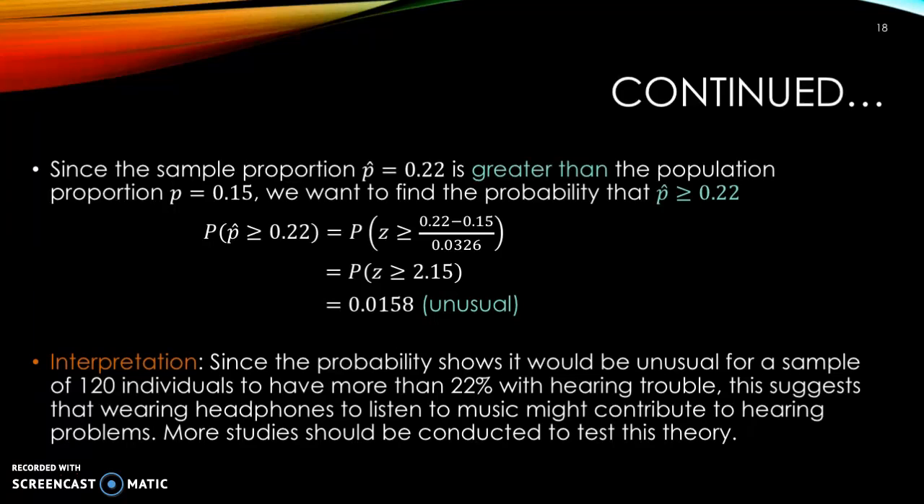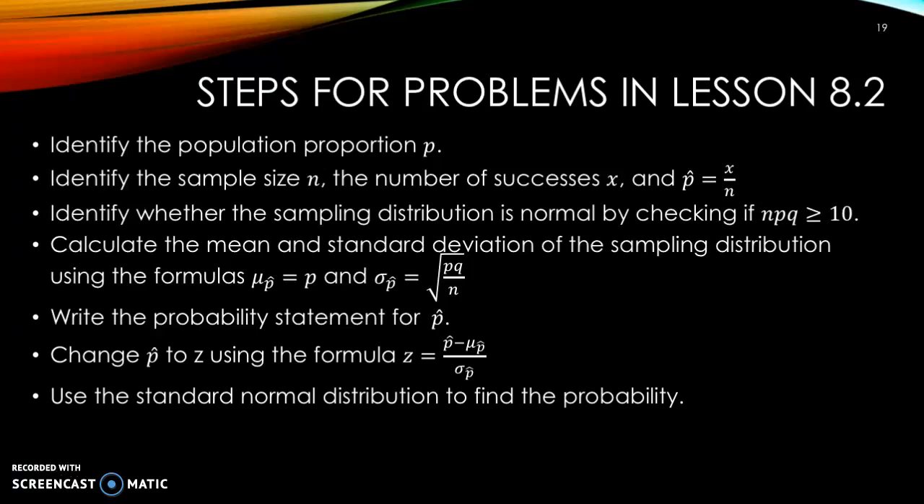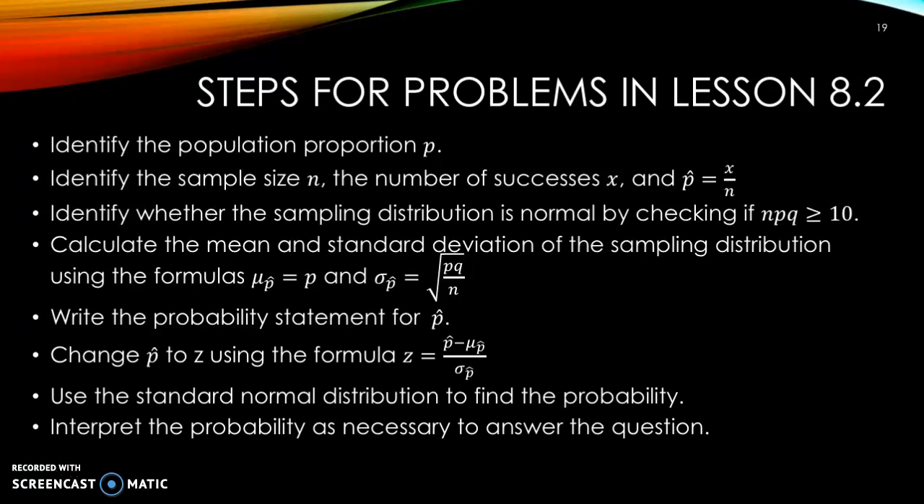So that basically covers the lesson. I do have a slide about the steps for solving these problems. I do just want to note quickly, because I only have 30 seconds left, that the changing p-hat to z is not necessary if you have StatsMate. You can skip that step if you have StatsMate. Otherwise, you do have to do this formula and look up the probability using the standard normal table.